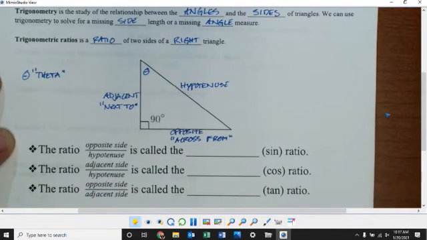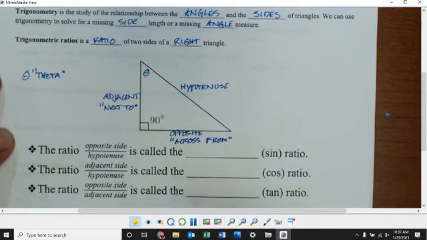So if I ask you to tell me what is the adjacent side, it's the side that touches the angle, that's next to the angle, but it's not the hypotenuse. The hypotenuse, of course, is the longest side. The opposite side is the one that does not touch it at all.